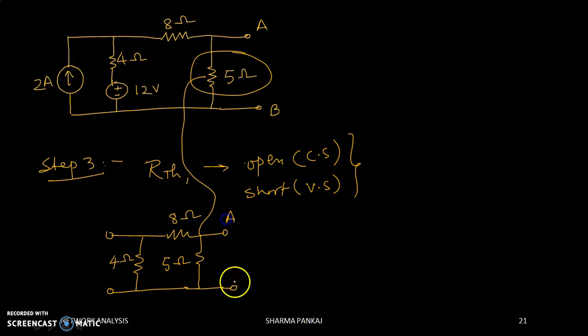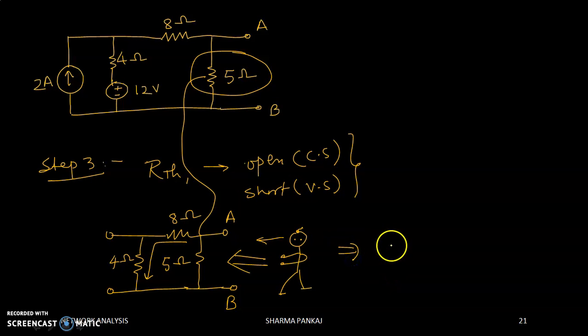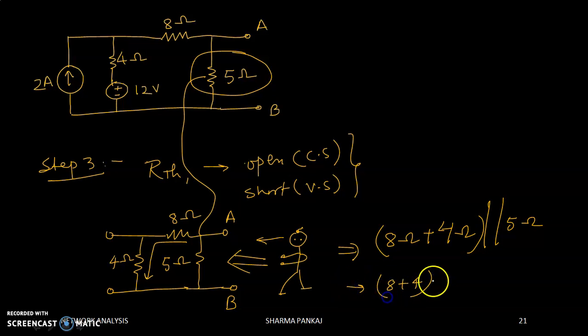So this is your terminal A and B, and you are actually standing here and seeing your circuit. This is your I side. You will see that 8 ohm and 4 ohm are in series, and this series will become in parallel with 5 ohm. That is, the observation is Z equivalent will be 8 ohm in series with 4 ohm, and thus that entire will be in parallel with your 5 ohm. That implies 8 plus 4 are in series and in parallel with 5. This is your R equivalent, this is your RTH or R equivalent.